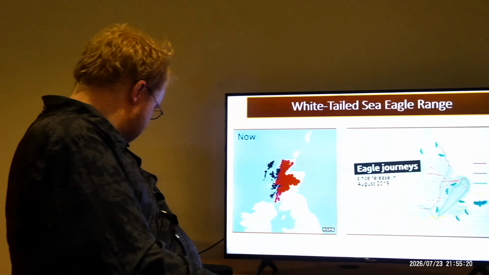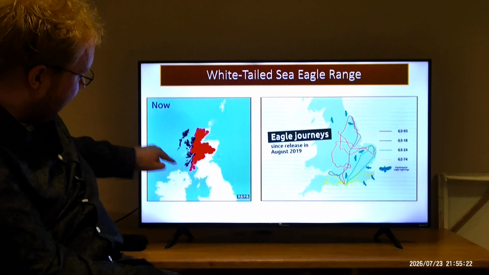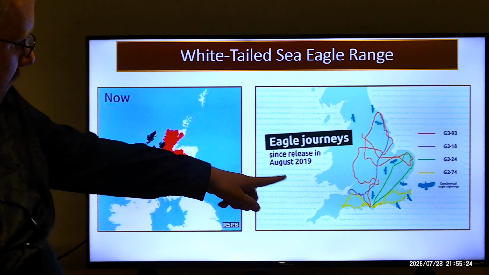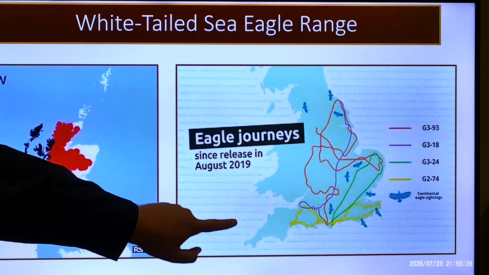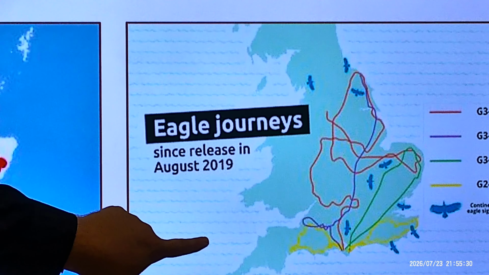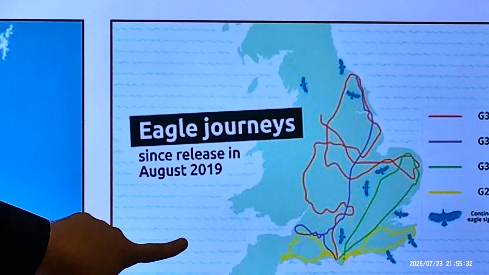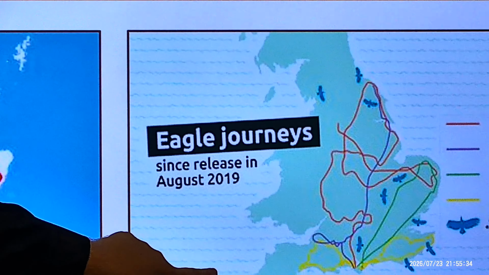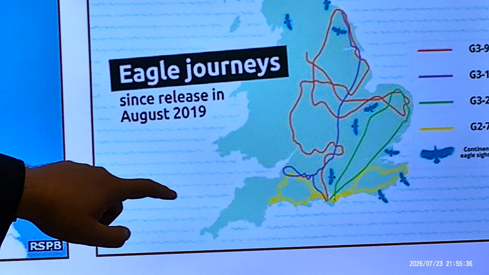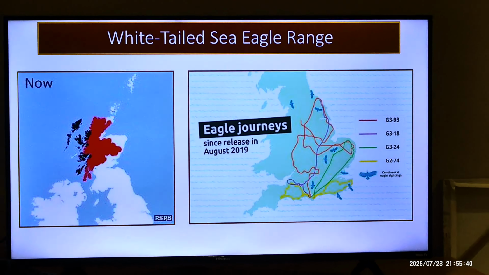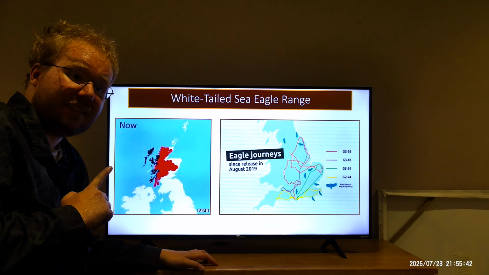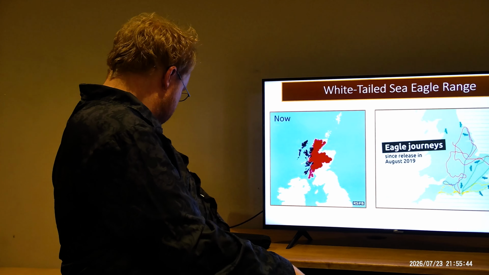This is their range in Scotland. But around here were the journeys that the eagles released on the Isle of Wight off the south coast of England have made since 2019. Some of them have even started breeding in the south of England as well.